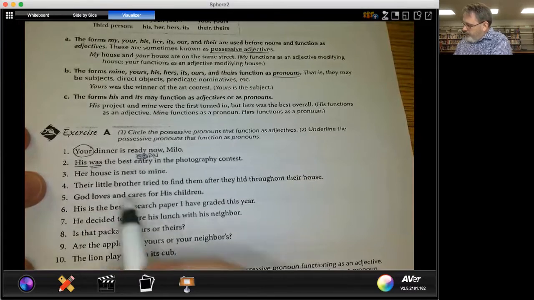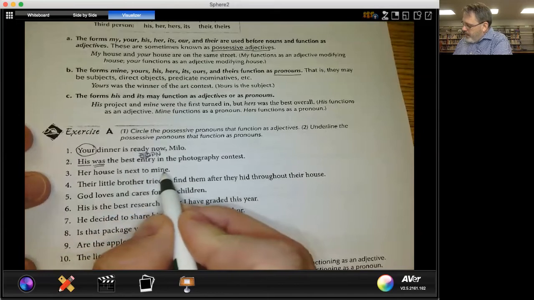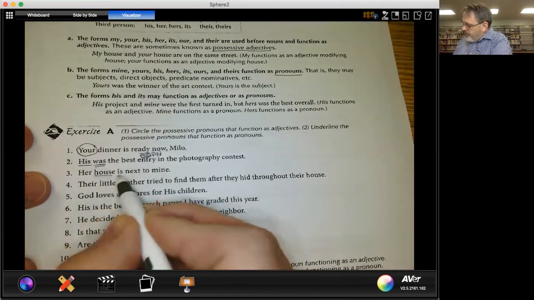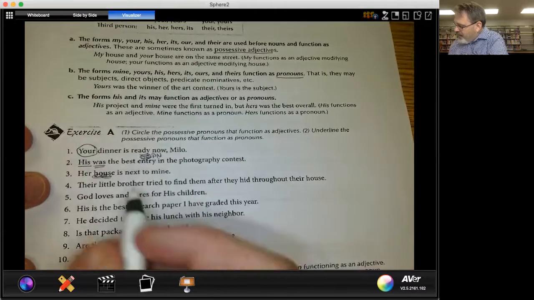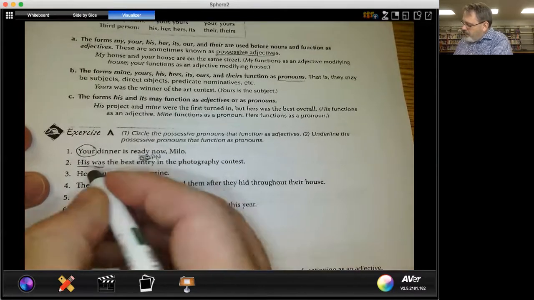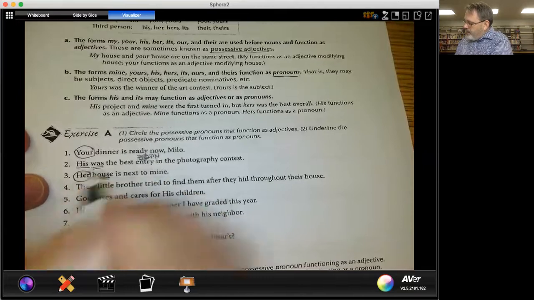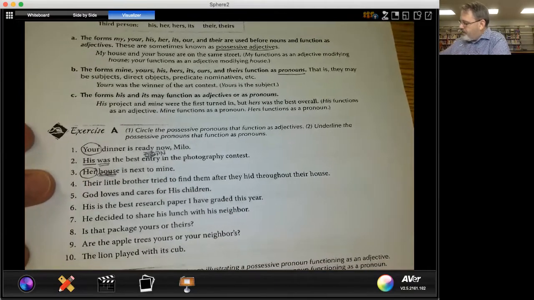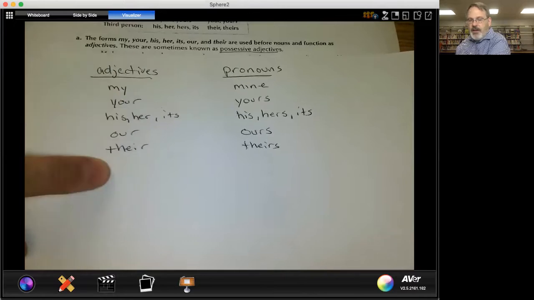Okay, now the next one. Her house is next to mine. House is the subject. Oops, but we shouldn't have underlined because we're using underlines to mean pronouns. House is the subject. Is is the verb. Her is describing house, so it should be circled because it's an adjective. And also, her is in the adjectives column of our list.